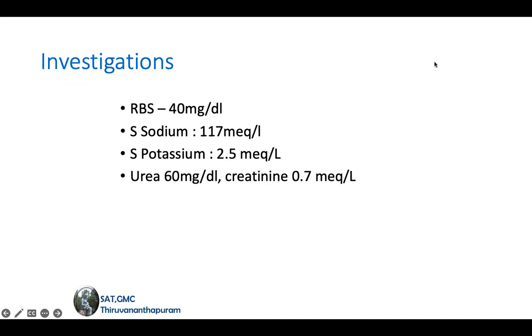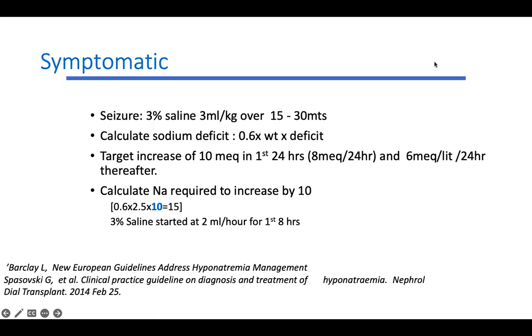There was hyponatremia and hypokalemia also. And anyway, the potassium corrections were also started. Meanwhile, you can see there is some derangement of the renal function also. And because the child had shown a seizure, 3% saline, 3 ml per kg was given over 15 minutes. After that, the sodium deficit was calculated.